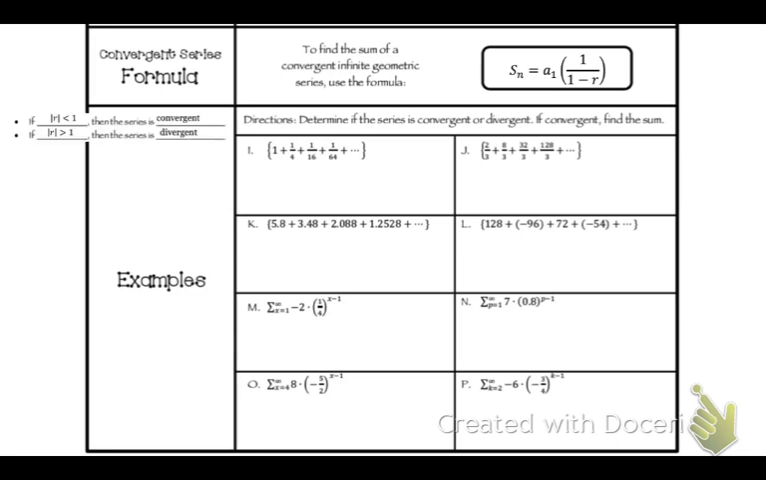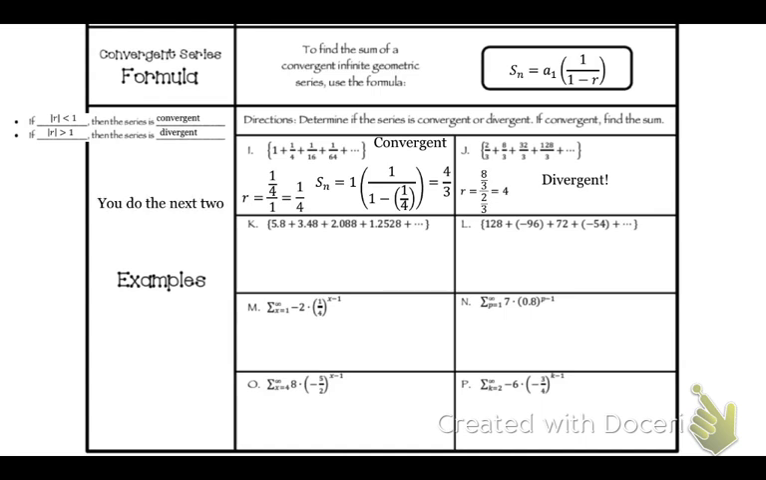Let's look at this first one. The ratio here is 1/4. 1/4 is less than 1, so this is convergent, and we can use that formula. So a sub 1 is 1 times 1 over (1 minus 1/4), which is 4/3. So if we added up the entire series, it would be 4/3. This next one, 8/3 divided by 2/3 is 4, so that's divergent. We can't find an answer for that. For the next two, you should get 14.5 and 5/12 divided by 7.